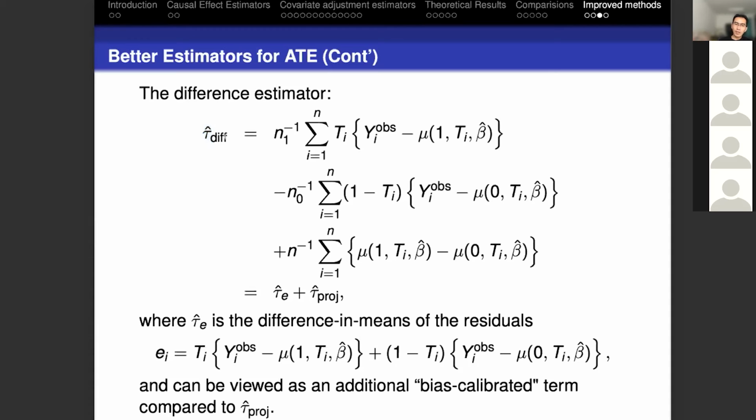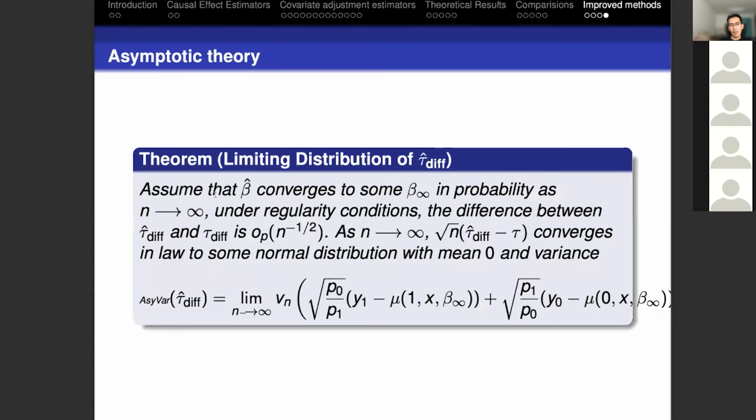So we studied this estimator and we find that it is always consistent, and it has an asymptotic normality property under some regularity conditions. And this is a very good result, I think, because it says that no matter if the model is true or not, you always have a consistent estimator of the average treatment effect. And also the estimator is asymptotically normal.